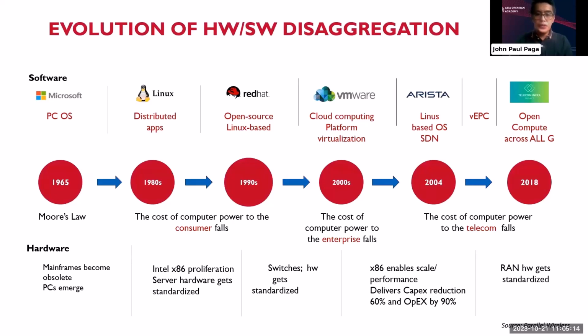In 2004, network functions, let's say instead of having one device doing the firewall, one device doing the router, and one device doing the switching, are implemented via a software-defined network. An example of it is Arista, a Linux-based software-defined network. And in 2018, the RAN hardware gets standardized.